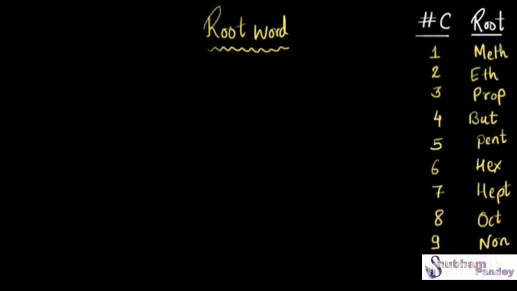So for example, if I had this molecule to name, first of all, I'll focus only on the carbon atoms. And here I see that there are 3 carbon atoms. So for 3, to denote the presence of 3 carbon atoms, I will use the root word prop. Let me write it down. Prop.